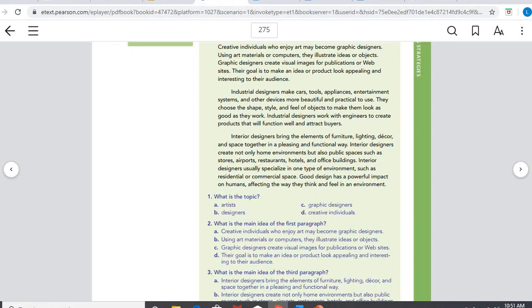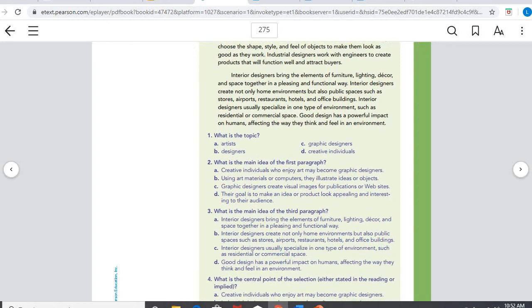Now number 2 wants us to focus just on the first paragraph, the main idea of the first paragraph. So if I take a look back at that first paragraph, I know that they are talking about graphic designers. So I want to make sure that I'm focusing on graphic designers, which only A and C mention, and A is our most general sentence there. So A is our main idea of the first paragraph.